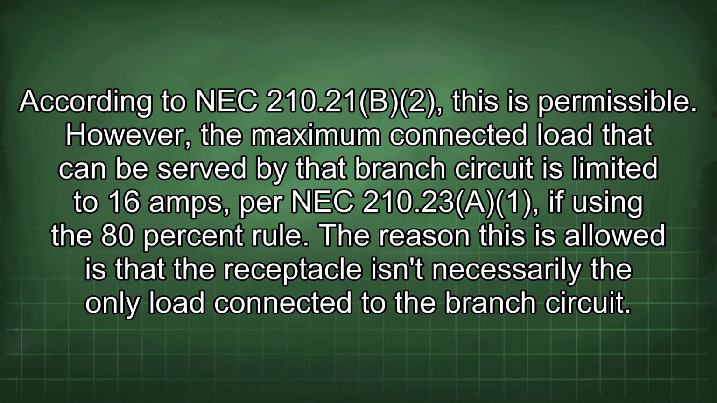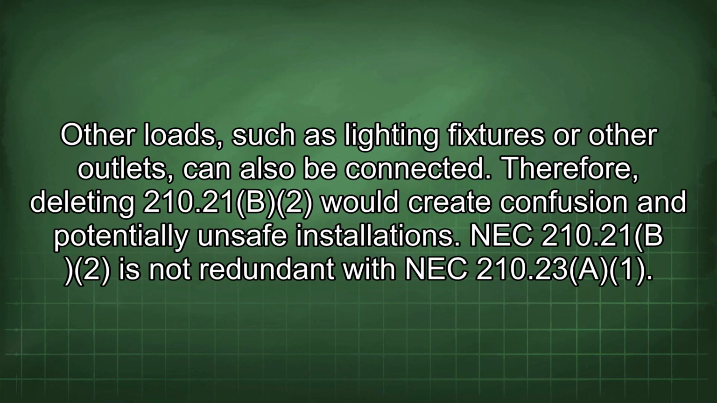The reason this is allowed is that the receptacle isn't necessarily the only load connected to the branch circuit. Other loads, such as lighting fixtures or other outlets, can also be connected. Therefore, deleting 210.21(B)(2) would create confusion and potentially unsafe installations.